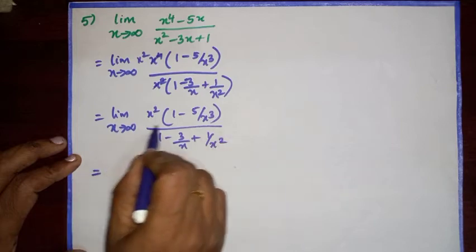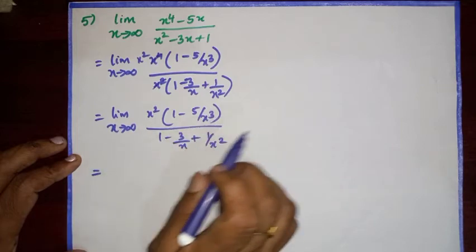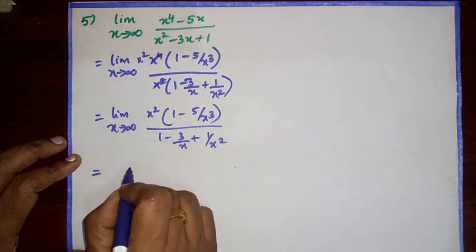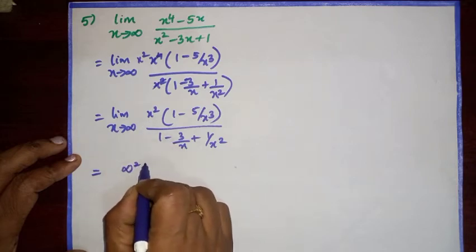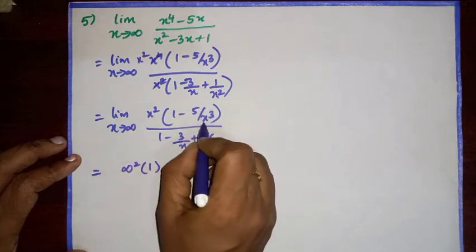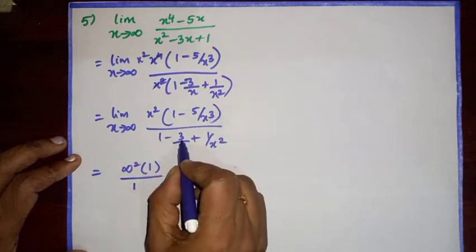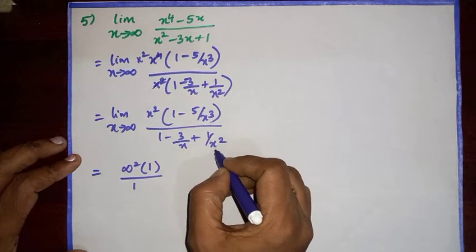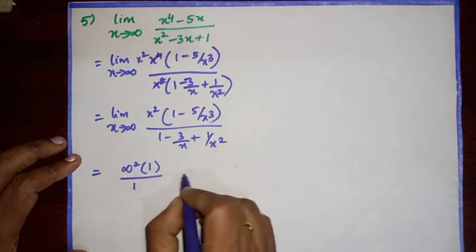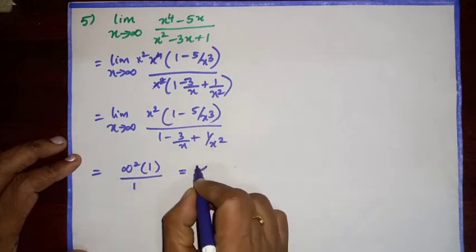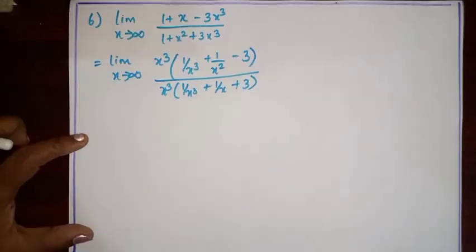If I am substituting x as infinity, 5 by infinity will become 0. Here we will have infinity square into 1, because 5 divided by infinity will become 0. The denominator also will get 1, because 3 by infinity will become 0. 1 by infinity square also will become 0. Now we are getting infinity square, which is nothing but infinity.